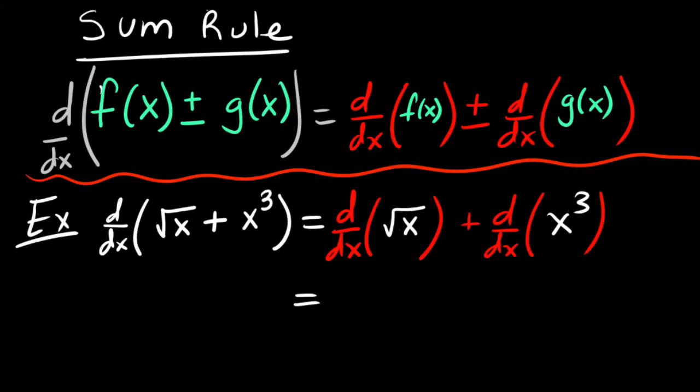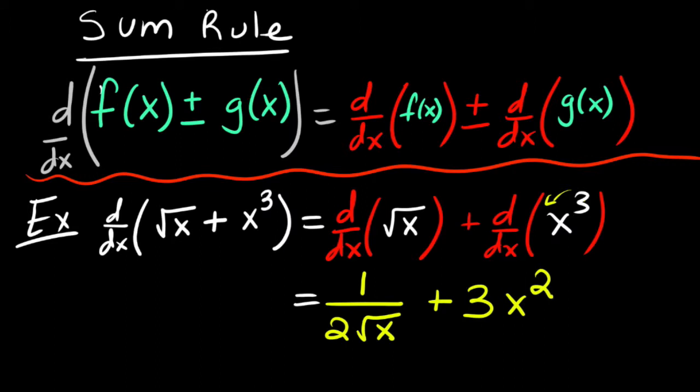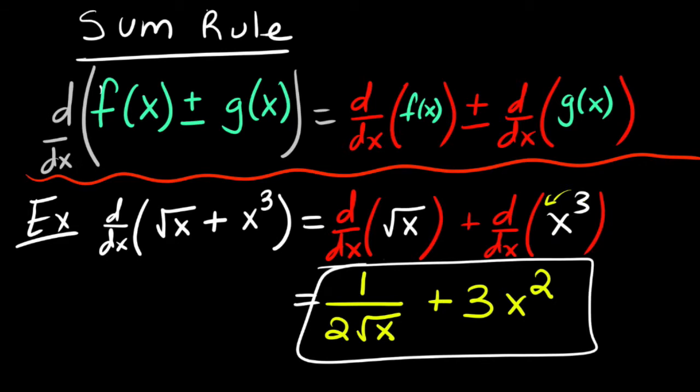of the second function, which is x to the third. And then we would just use the power rule on each one of these. So the first one's the derivative of square root of x. Remember I told you guys you should memorize this one. This is just 1 over 2 square root of x. And then plus, oh, bring down the hammer, 3x squared. And that's it. That's the sum law.